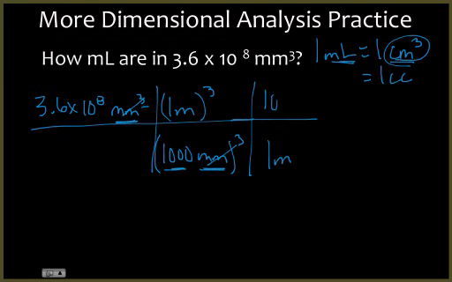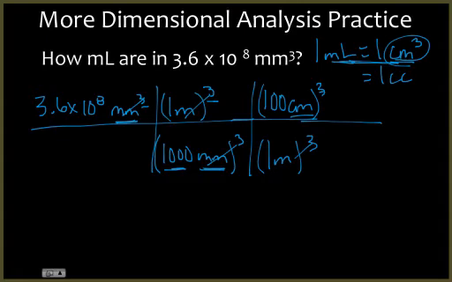So 1 meter is 100 centimeters. But again, this is cubed, so that means this has to be cubed, which means this also has to be cubed, because anything you do to the top, you have to do to the bottom. So that takes care of that. So now I'm in centimeters cubed. Now I can use my conversion that I gave you up here. 1 centimeter cubed is equal to 1 milliliter. That takes care of that. And then I end up in milliliters.